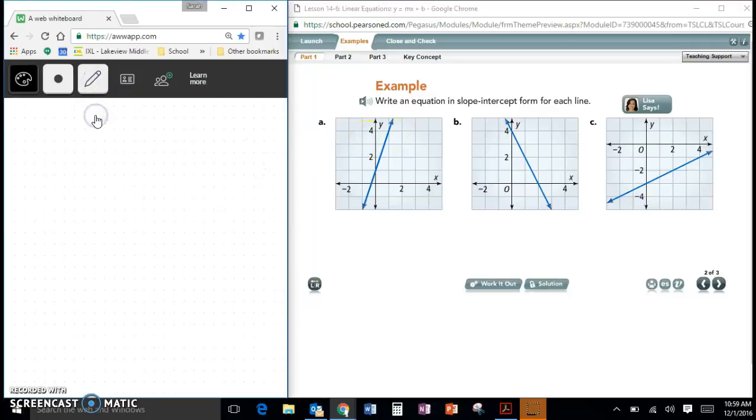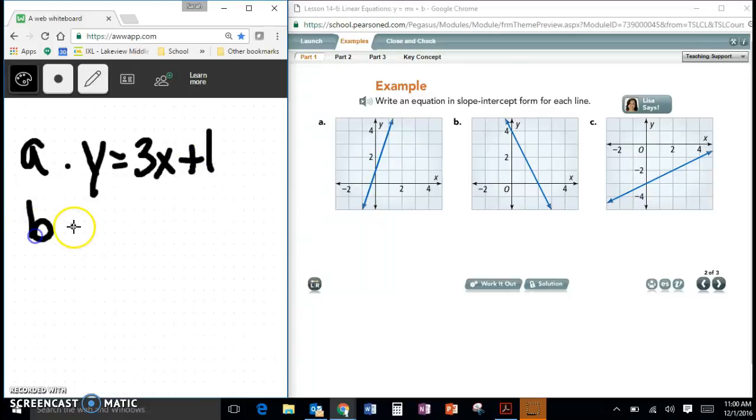So A in slope-intercept form would be y equals, because it's always y equals. Now our slope rises 3 and runs 1. So that's 3x. And our y-intercept is a plus 1. Let's go to B. A negative slope this time. Our y-intercept is 4, positive. And our slope, I'm going to use this point and this point. It drops 2 and it runs 1. So that is a slope of negative 2. So negative 2x plus 4.